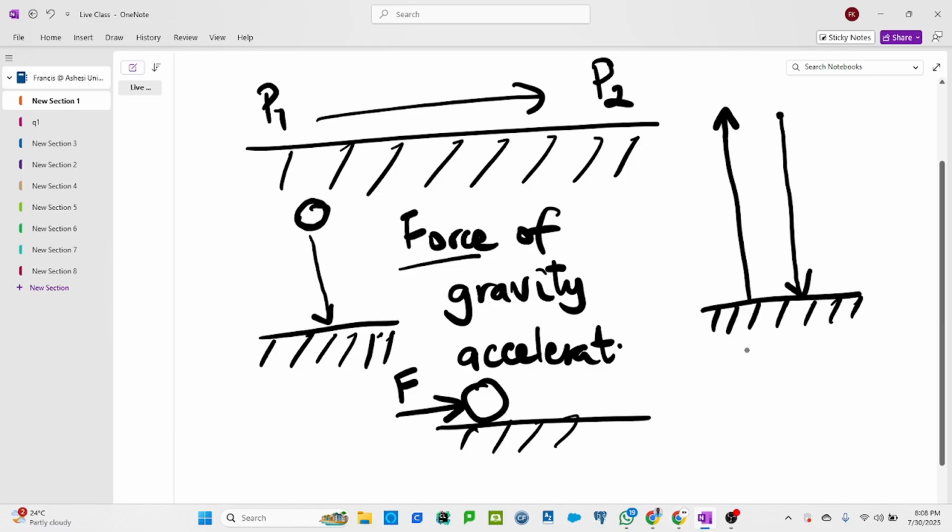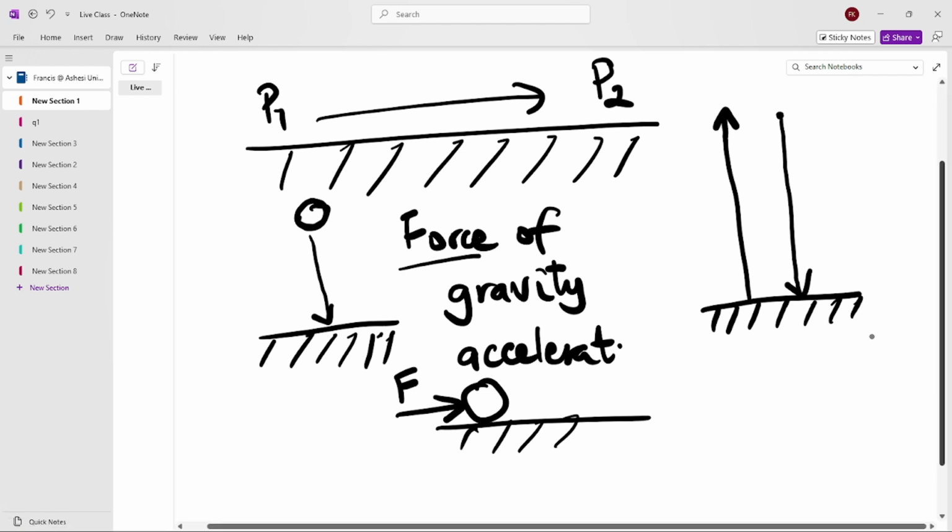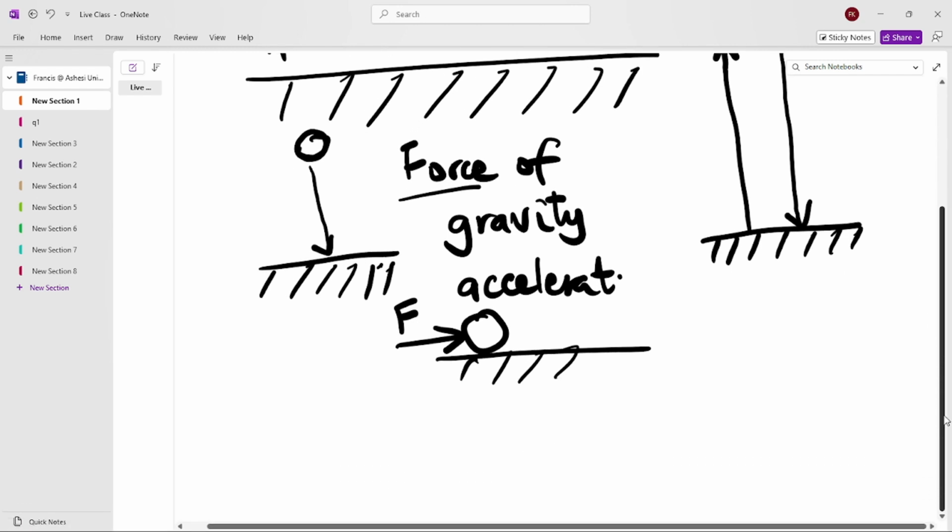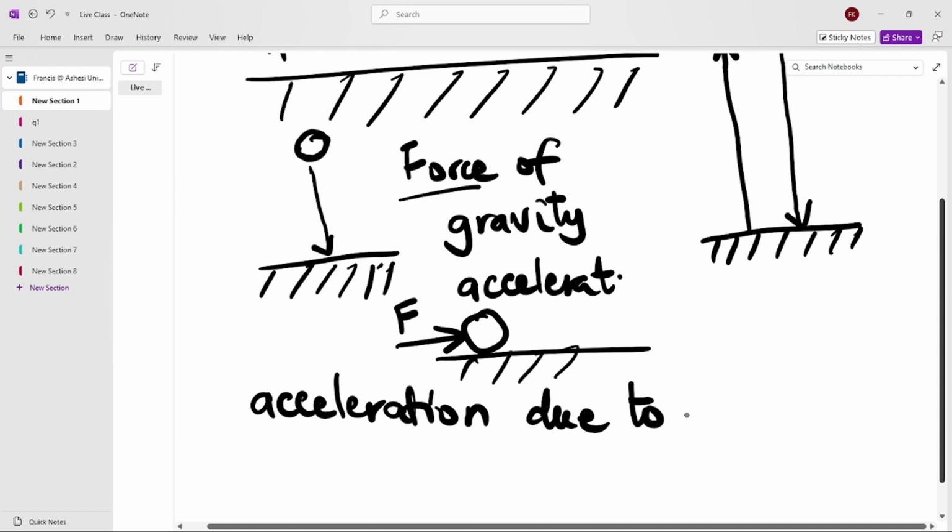Good. So whenever there is a force, there is always going to be an acceleration. But the force that is due to the natural falling of objects is called the force of gravity. The acceleration that is caused by that force is what we call acceleration due to gravity.